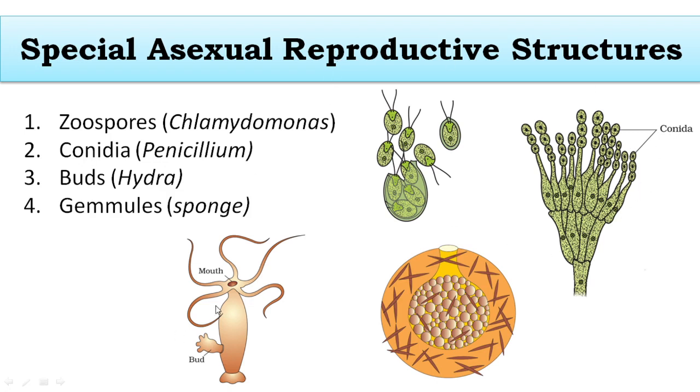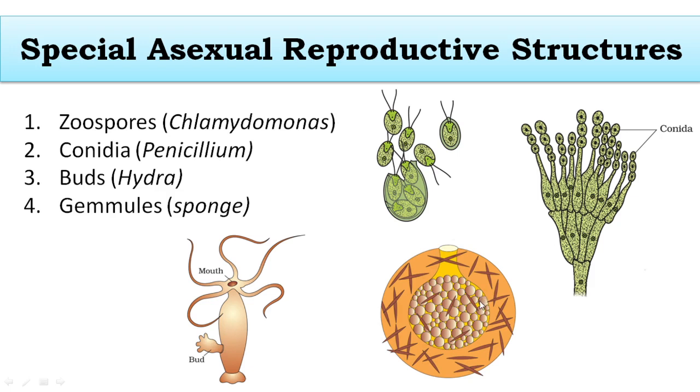And then we have got buds in Hydra. Hydra is a multicellular simple animal, right? It's a very simple animal. Hydra gives rise to a new individual through budding. Yeast also shows budding, but yeast is single-celled, while Hydra is multicellular. So this is external budding.